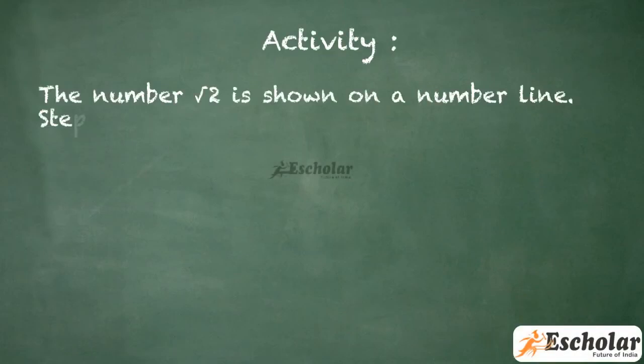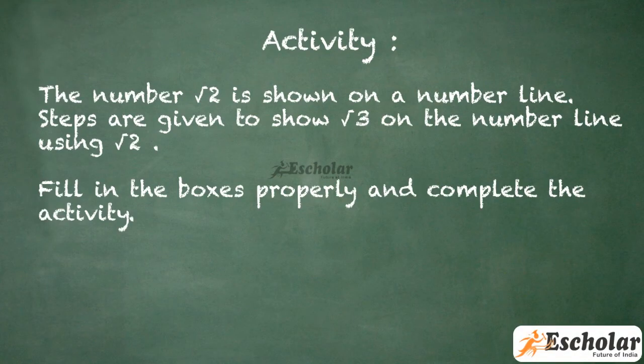Activity: the number root 2 is shown on a number line. Steps are given to show root 3 on the number line using root 2. Fill in the boxes properly and complete the activity.